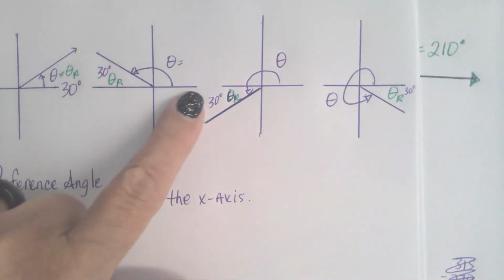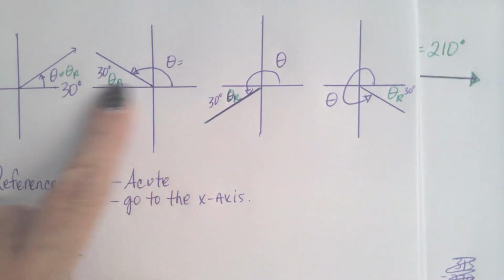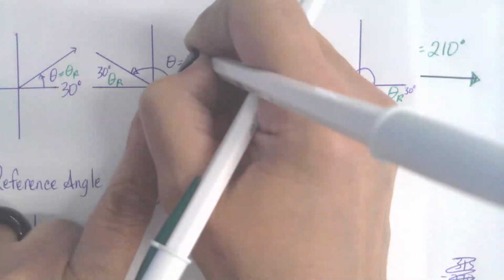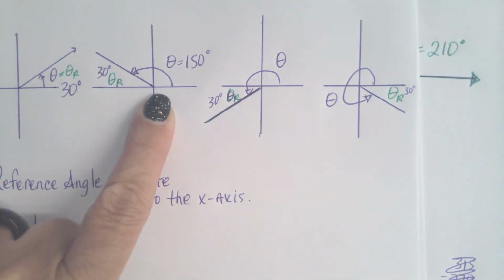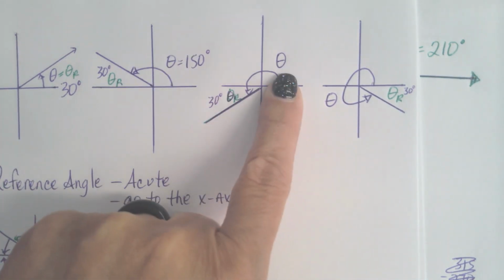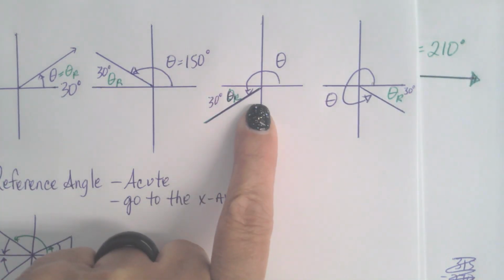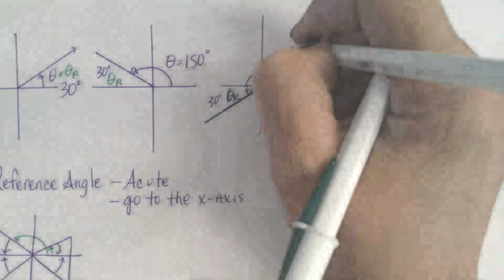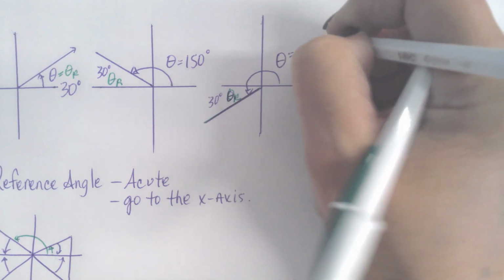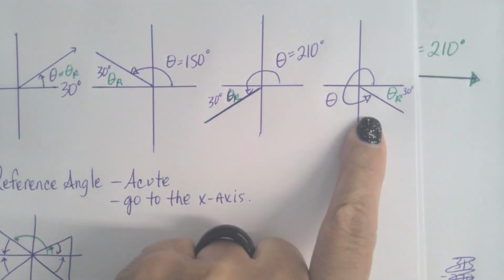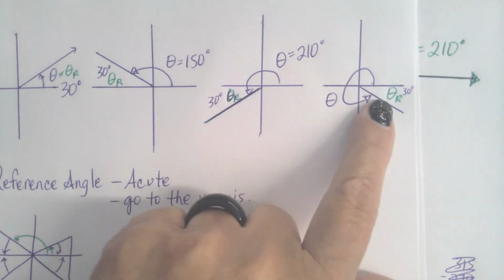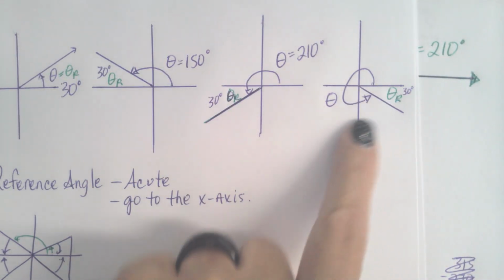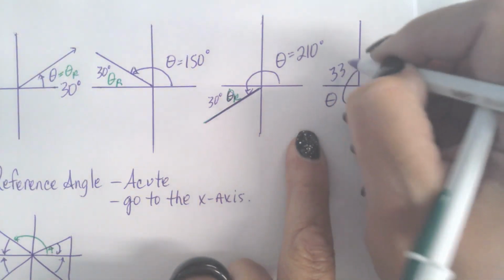150, because these two angles have to add to what? 180. Right. So what's my standard position angle in quadrant 3 here? 210, 180 plus that 30. So 210. And what's my standard position angle in this quadrant? 330, because 360 minus that gives me 330 degrees.